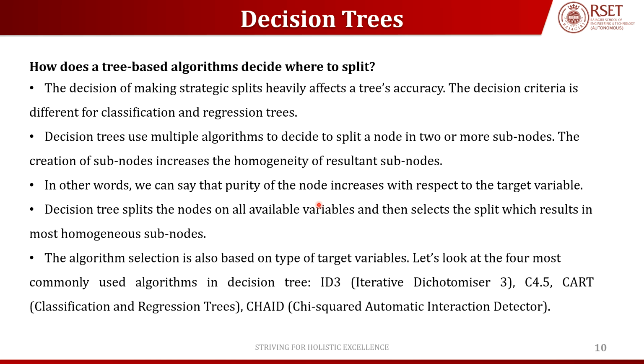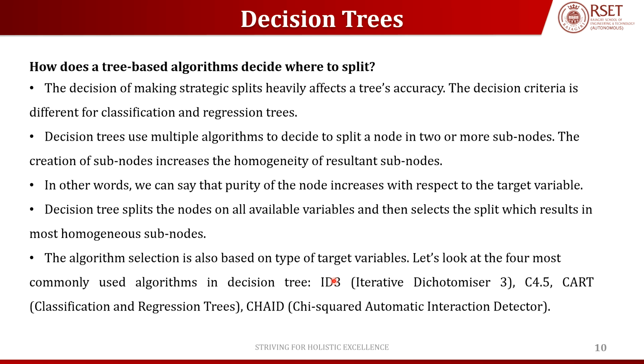Now here is what actually happens. The tree looks at all available variables, and for each variable it tries out different possible splits. Then it chooses the split that results in the most homogeneous subnodes. The way the splitting decision is made depends on the type of target variable, whether we are working with classification or regression. And to do this, the decision trees don't rely on just one method.